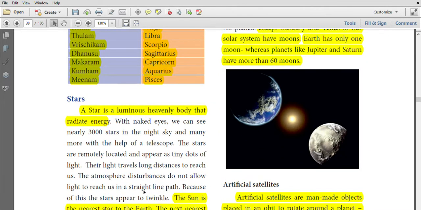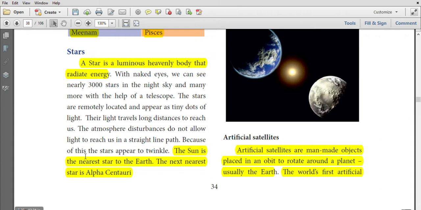A star is a luminous heavenly body that radiates energy. The Sun is the nearest star to the Earth. The next nearest star is Alpha Centauri.